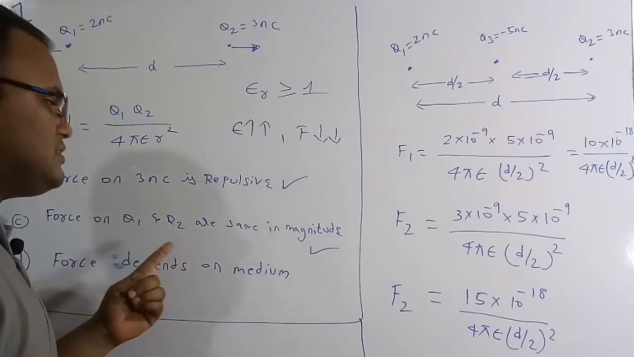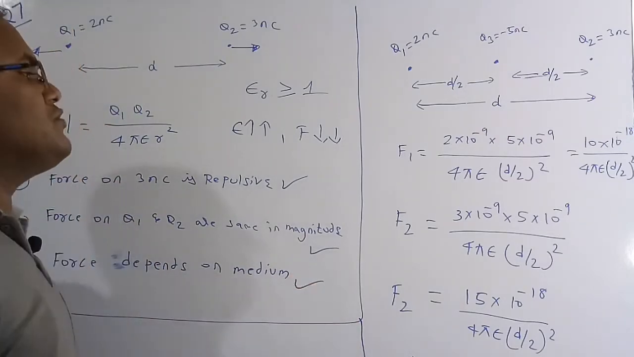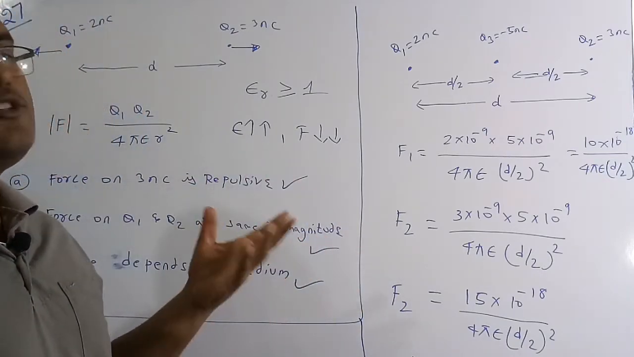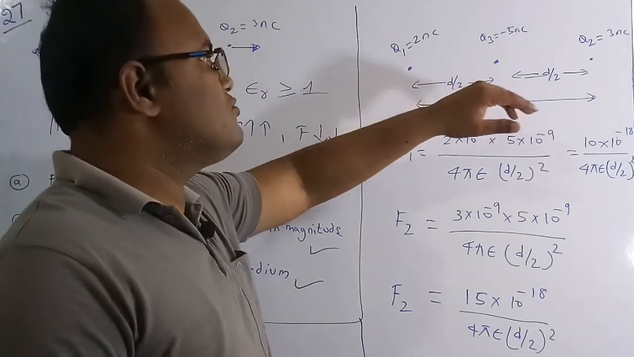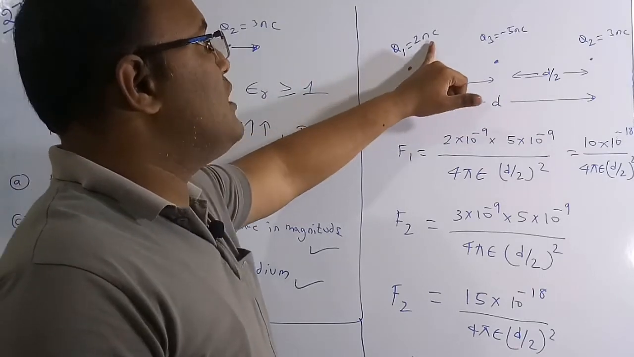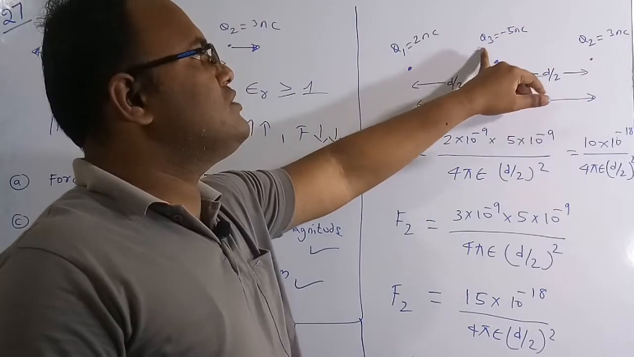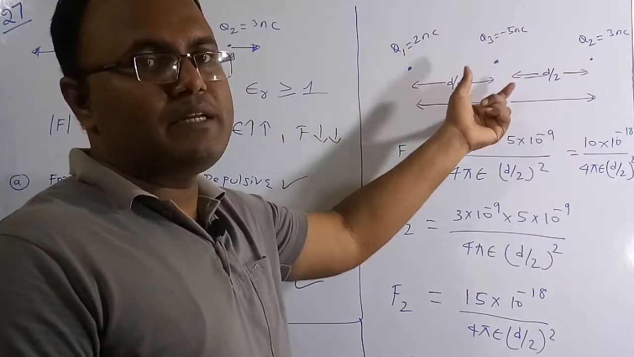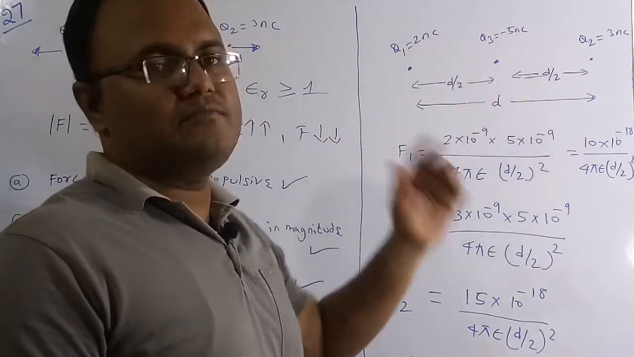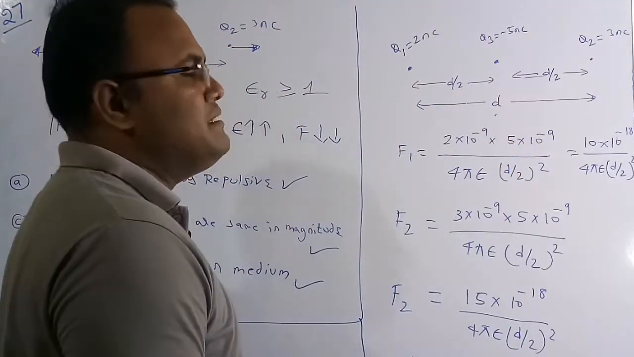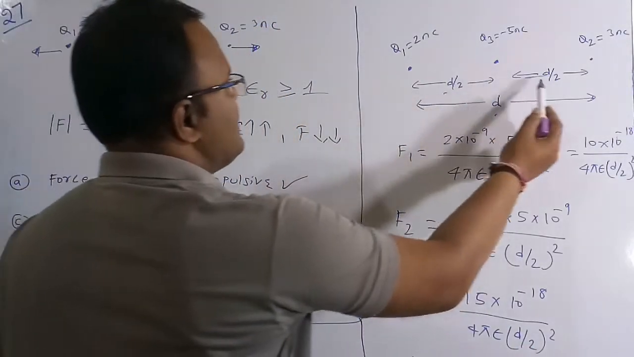So options A, C and D are right. We have to find the incorrect statement. In option B they say that charge Q1 is 2 nanocoulomb and charge Q2 is 3 nanocoulomb, and there is another charge Q3 of minus 5 nanocoulomb placed midway between the charges. If the distance between the charges is D, it is placed at equal distance, which is D by 2 and D by 2.